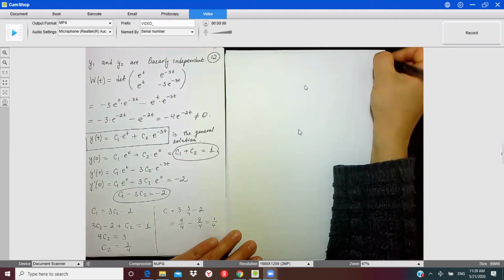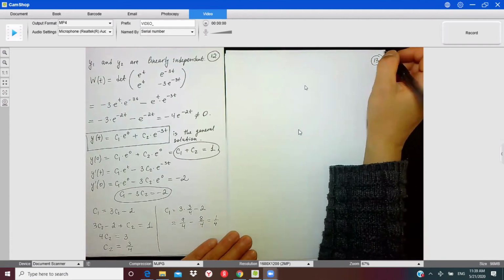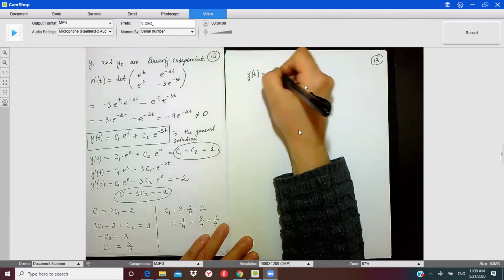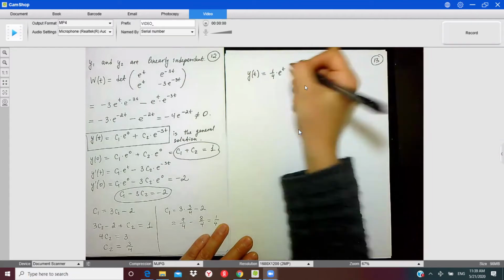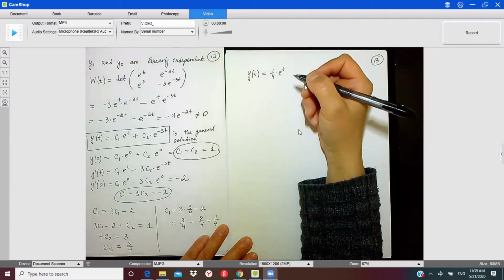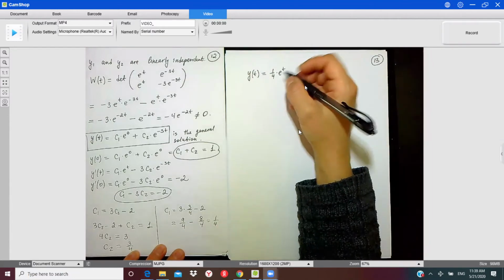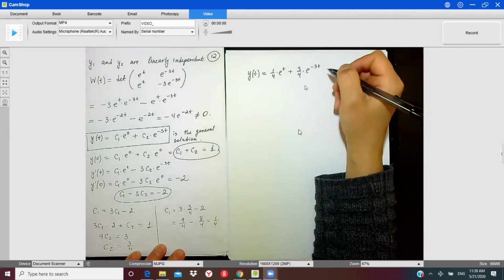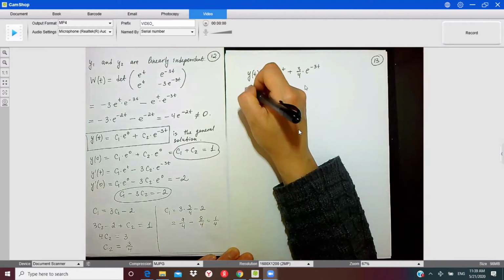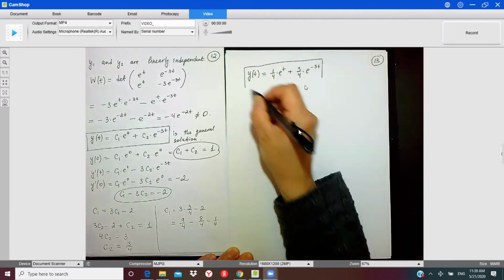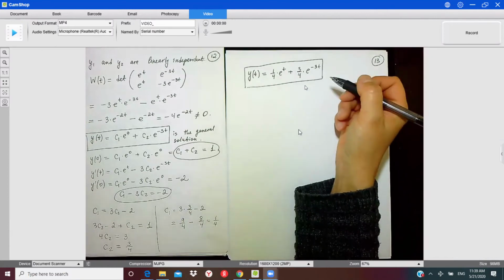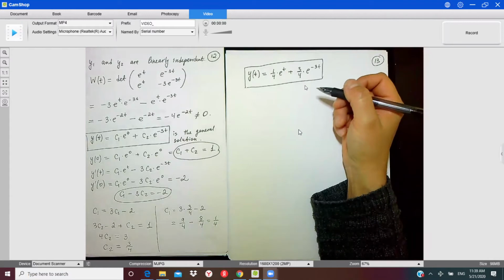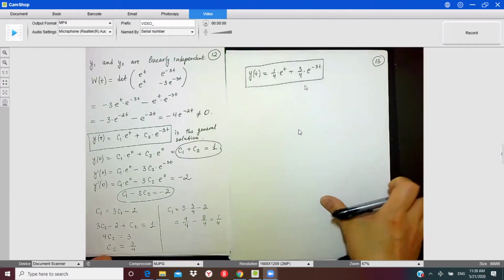So number 13. So our particular solution will be y of t equals 1/4 e to the t plus 3/4 times e to the negative 3t. So this is the particular solution, our final answer. And the only thing that could be useful is checking, right? We can always check. How do we check that this is correct?